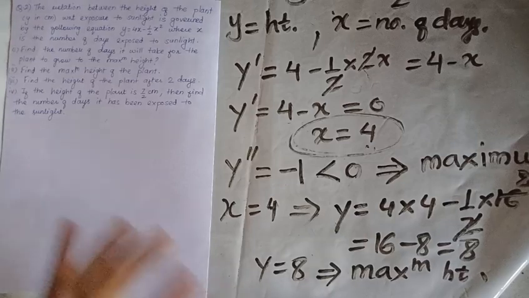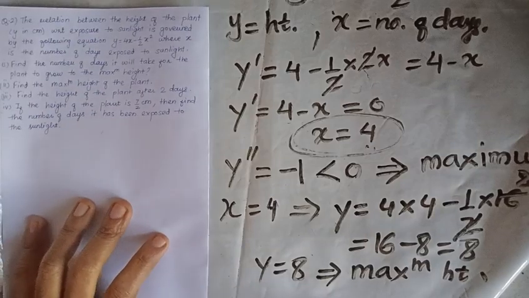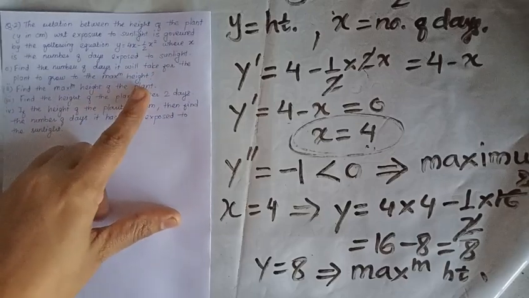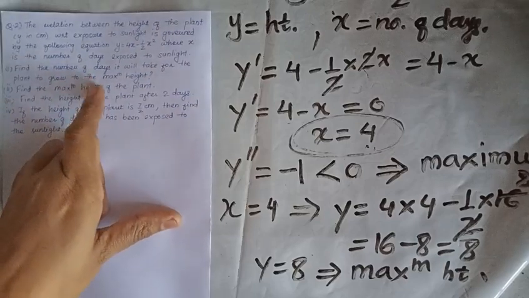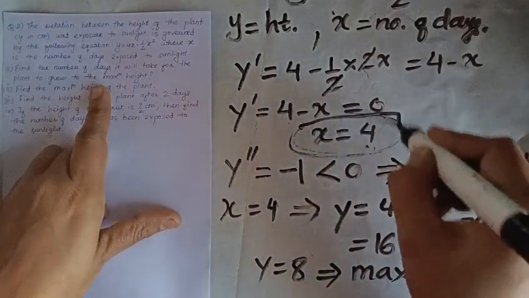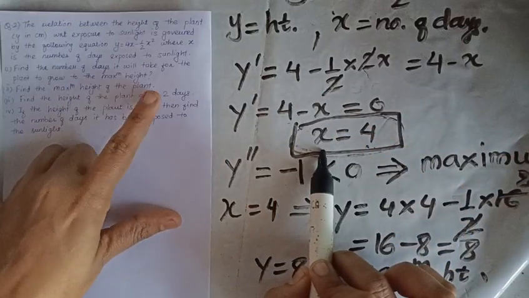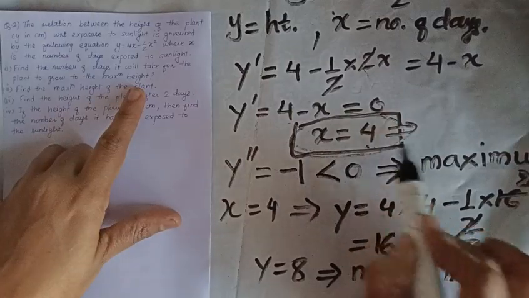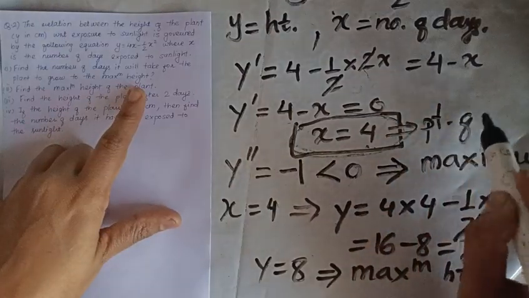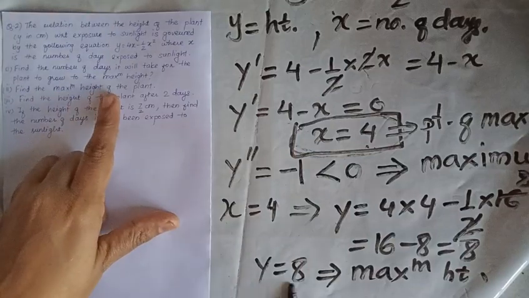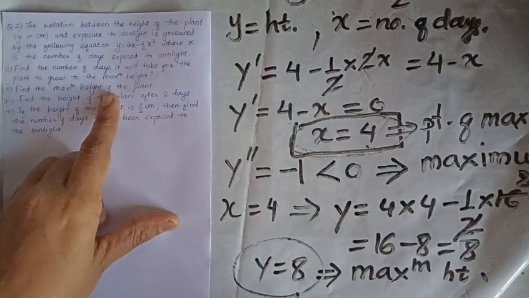So we have found the number of days it will take for the plant to grow to the maximum height. The answer to this question is 4, x equal to 4. x is the number of days, right, to grow to the maximum height. That is, this is the point of maxima. Then the maximum height we got is y equal to 8.